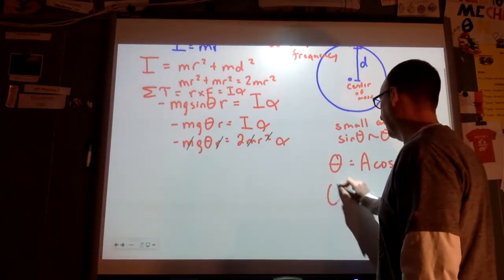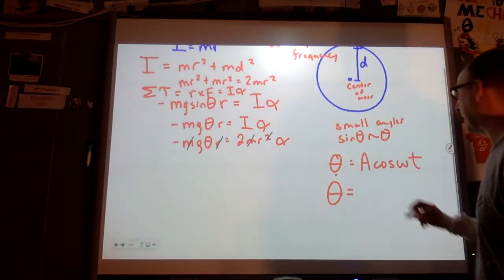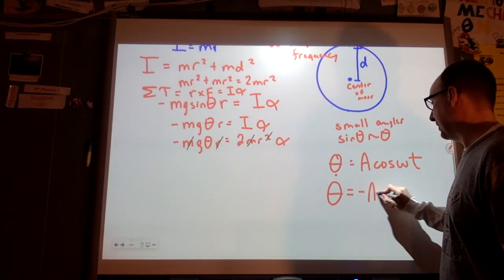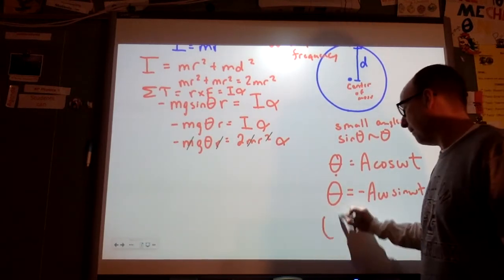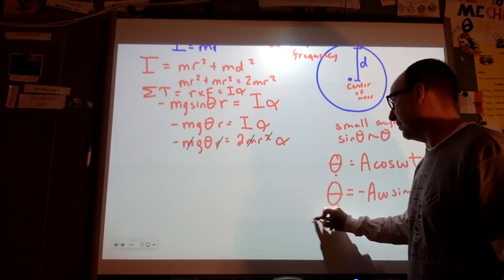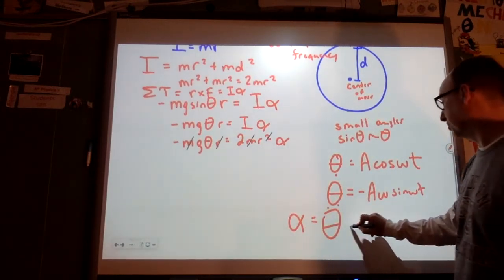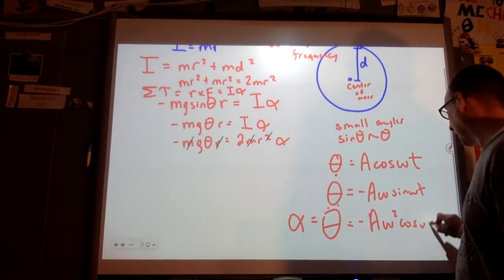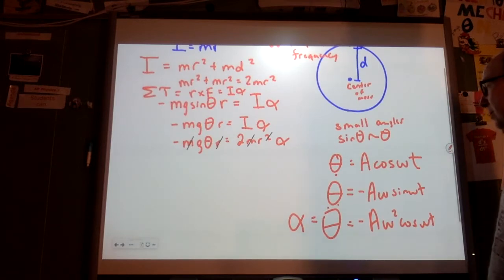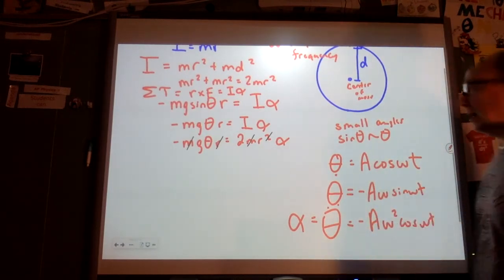So if I take the first derivative of this, I get that it's minus a omega sine omega t. And then my second derivative, which we're saying is alpha, is going to be equal to negative a omega squared cosine omega t. All right, so I'm going to substitute this in for theta and this in for alpha.